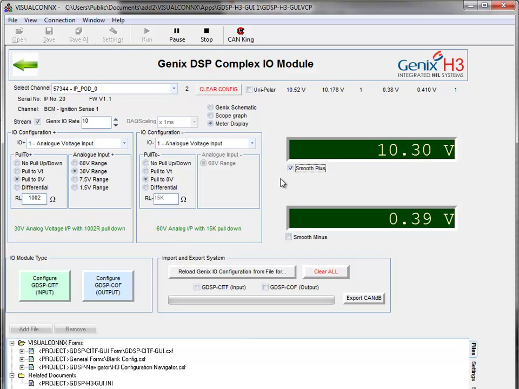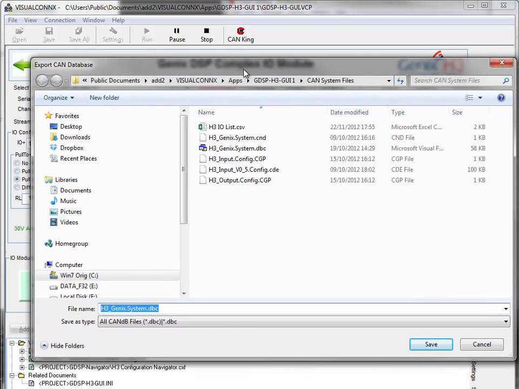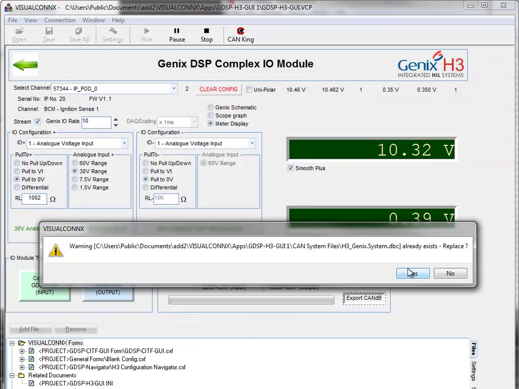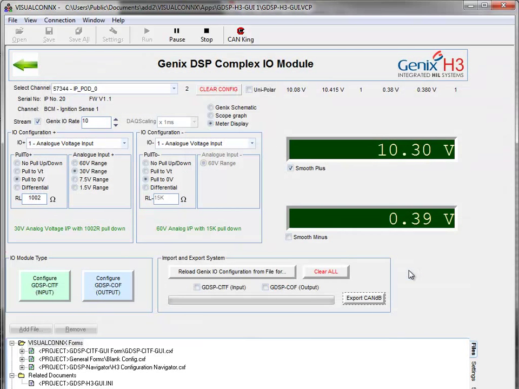So the last step that is required to make use of the CAN data that was configured earlier is to export a CAN database. In this case, we're going to export our CAN database to the h3genixsystem.dbc file, and by exporting this CAN data we can now use this CAN database in other systems such as real-time targets.